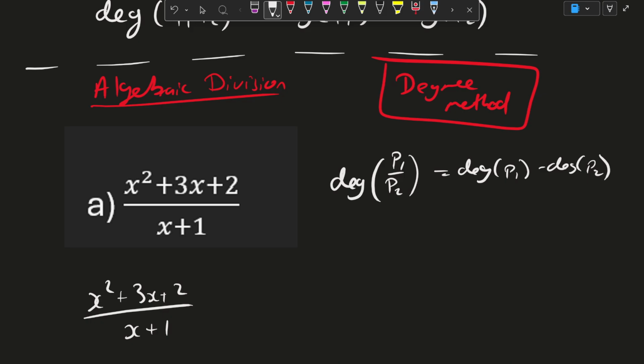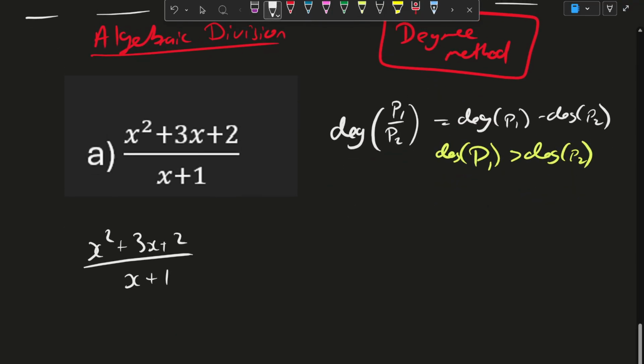Now note that this doesn't really work if the degree of P2 is much larger than the degree of P1, because at that point we wouldn't actually end up with a polynomial. So this is only provided that the degree of P1 is greater than the degree of P2.